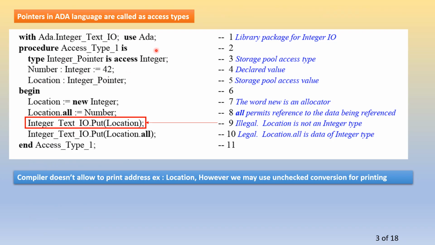So here is one small example which will elaborate how we use the pointer. For example, you see here this integer pointer is access. We are not using access all because we are not pointing to a local variable here. This is another way of pointing to memory which is allocated on the heap. So memory is allocated to the location and the value is assigned. And to print the value, you have to use location.all. You cannot use location alone because this is illegal here, whereas this type of printing is allowed in the C language. But you can use unchecked conversion to print this location.